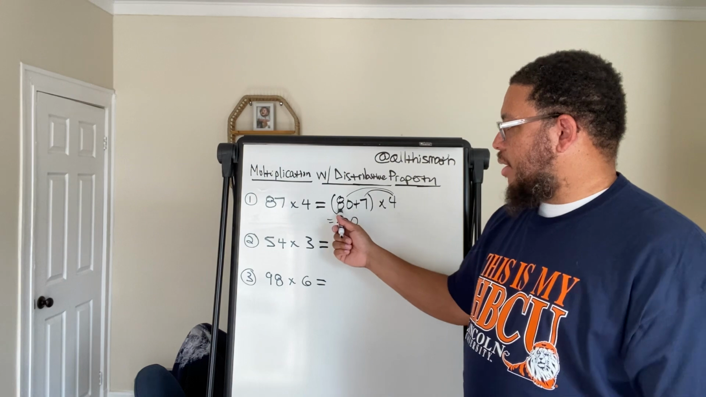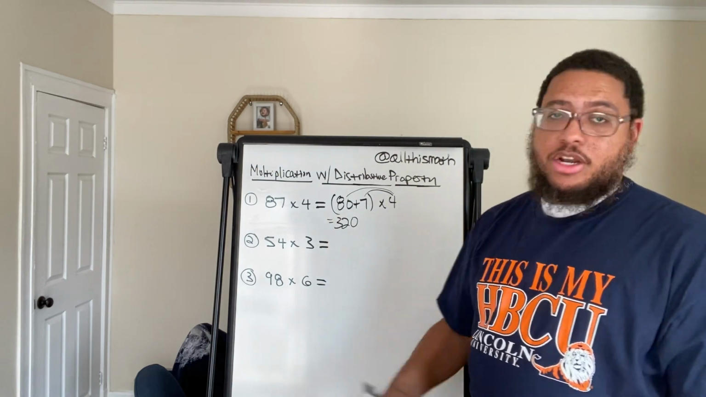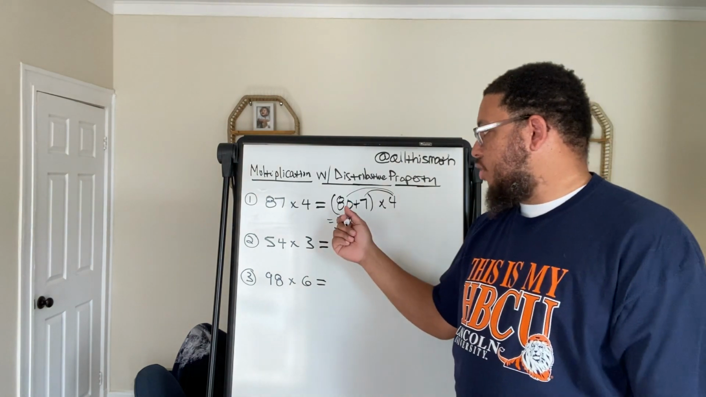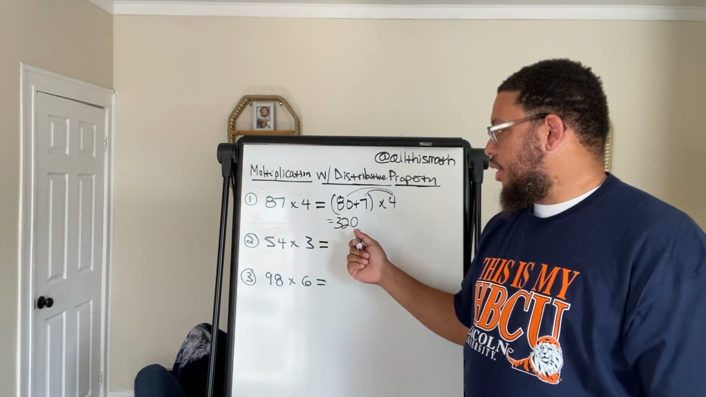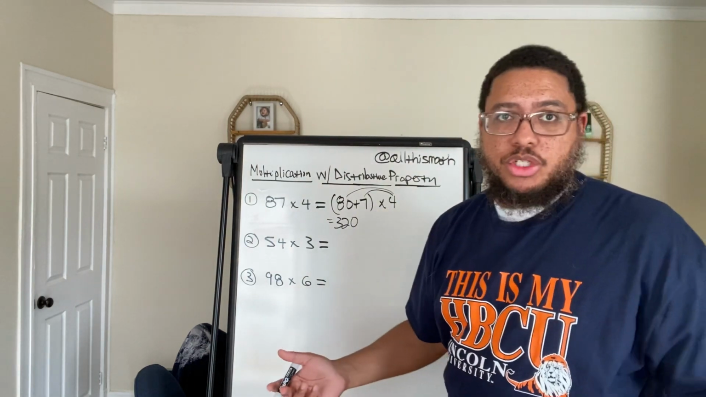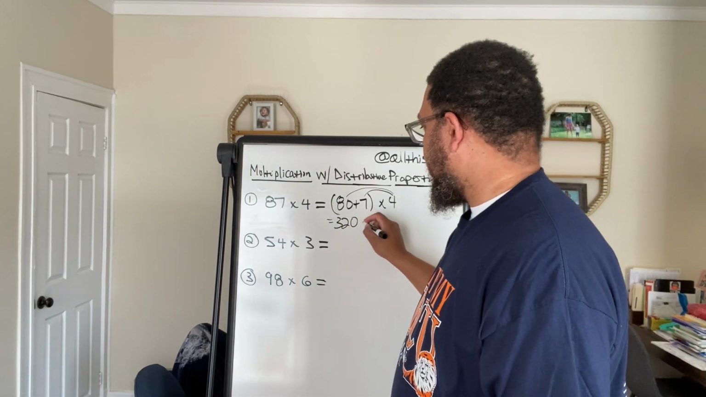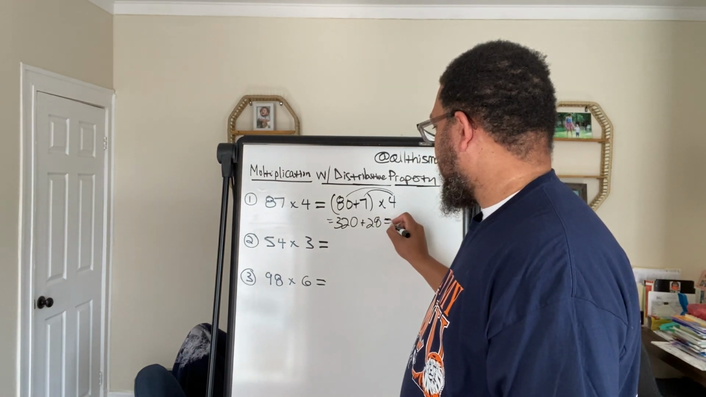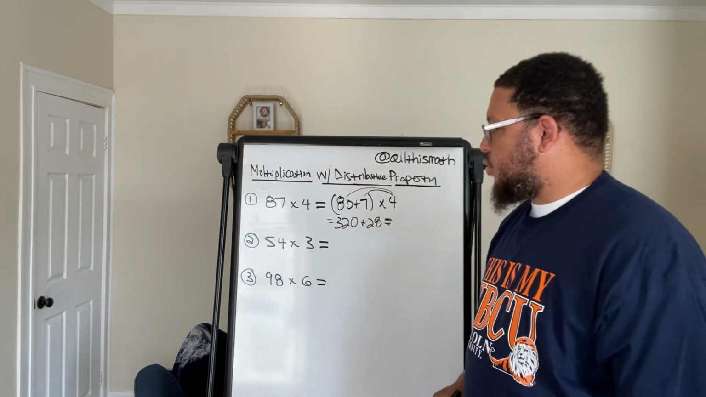So that 80 becomes an 8. I do 8 times 4. I know my multiplication facts. That's 32. Because that's 32, then I got to reattach the 0. That gives me 320. Then I do 7 times 4 or 4 times 7, however which way you want to look at it. And that's going to be plus 28, because 7 times 4 is 28. Then I'm doing 320 plus 28.